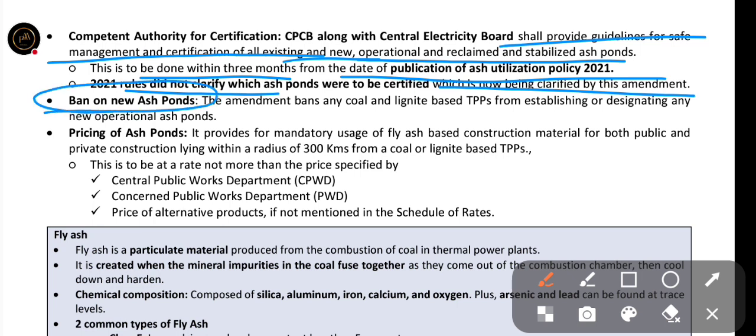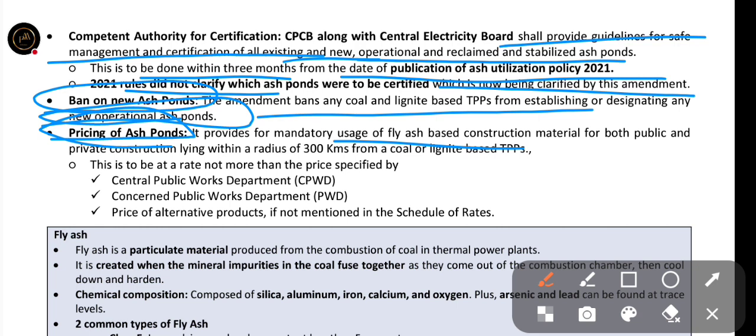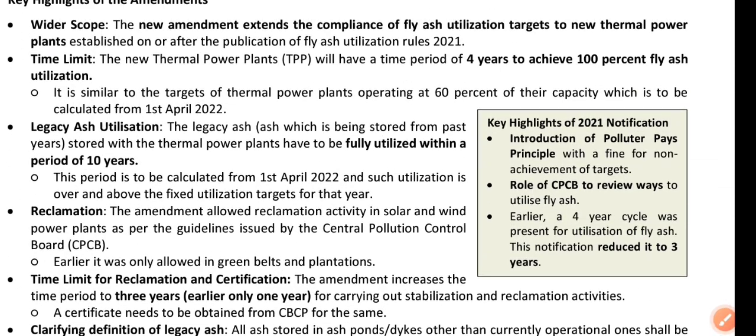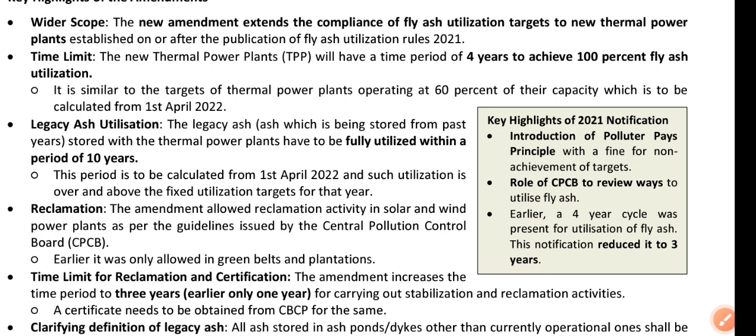Ban on new ash ponds: the amendment bans any coal and lignite based thermal power plants from establishing or designating any new operational ash ponds. And pricing of ash products: it provides for mandatory usage of fly ash based construction material for both public and private construction lying within a radius of 300 kilometers from a coal or lignite based thermal power plant. This is to be at a rate not more than the price specified by the Central Public Works Department and the concerned Public Works Department, or the price of alternative products if not mentioned in the schedule of rates. So you should remember these are some amendment highlights, or features of this amendment about fly ash utilization.